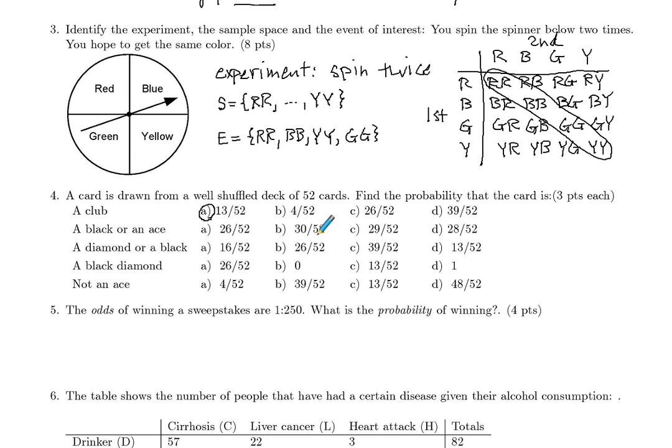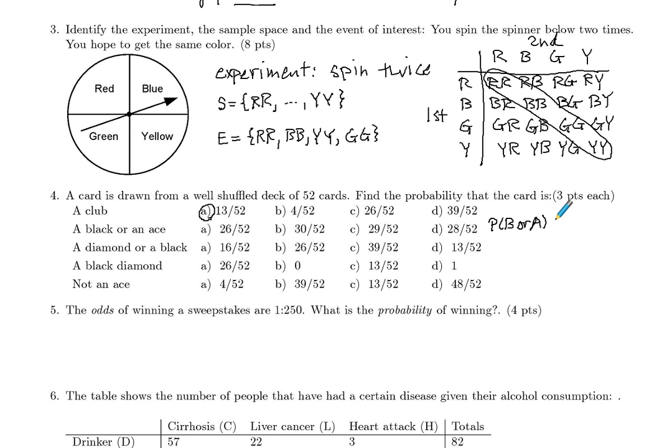And notice some of them are reduced and some aren't. So you want to just kind of be careful here. A black card or an ace. So black cards or aces. Okay, so I'm asking, what's the probability that it's a black card or an ace?